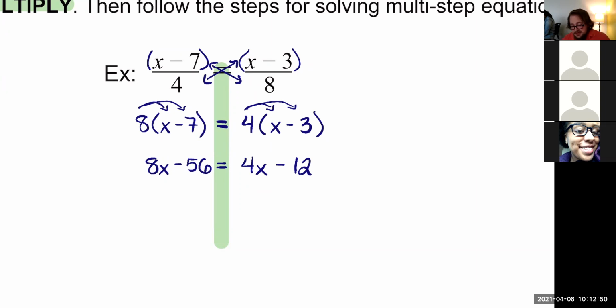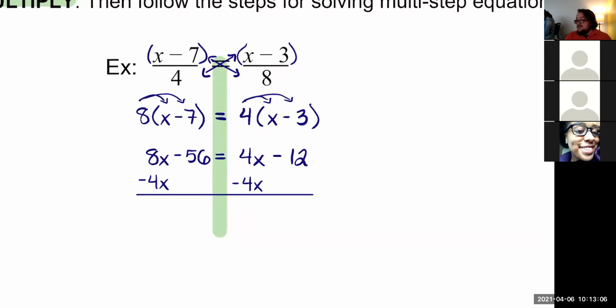The variable is on both sides, so we would move one of them. So if I were to move the 4x by subtracting it from both sides, that would get it to the same side, which will make getting it by itself a whole lot easier. I wouldn't yet, and here's the reason why. I would only worry about the variable first, because that's really my main focus this whole time. Everything else will slowly start to fall into place. Once I get that variable to the same side, so 8x minus 4x is 4x minus 56.